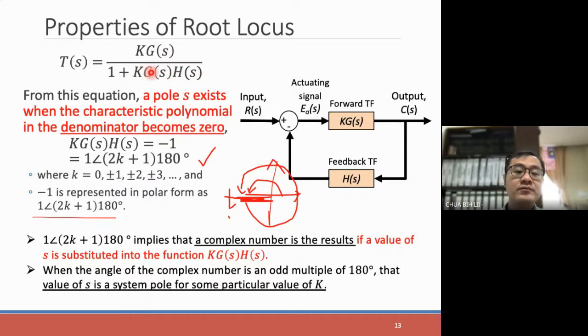So when this condition occurs, meaning we have already found the poles of the system, or the roots of the system.